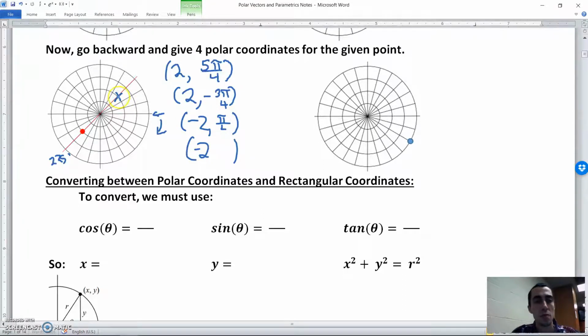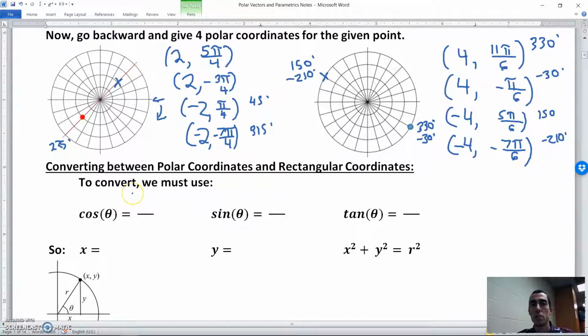Then to get to the same spot with a negative turn, pi over 4. Same spot with a negative turn, you would be going 315 degrees around. And that would be a negative 7 pi over 4. So those are the 4 ways to give polar coordinates for that point. I'm going to pause the video and let you try the next one.